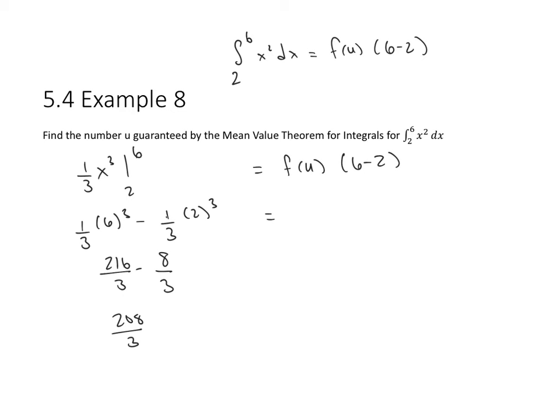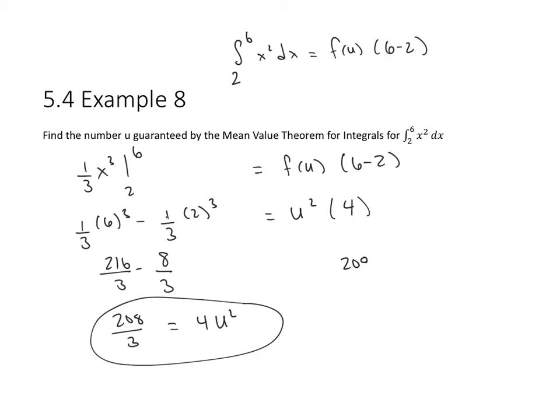And let's see what f of u is. So f of u, if my function is x squared, then my f of u is going to be u squared. And 6 minus 2 is 4. So 208 over 3 equals 4 u squared. So now we're going to solve this for u. Again, hopefully you're noticing that this is very similar to the mean value theorem for derivatives. So let's see, that's 208 divided by 12 is u squared.